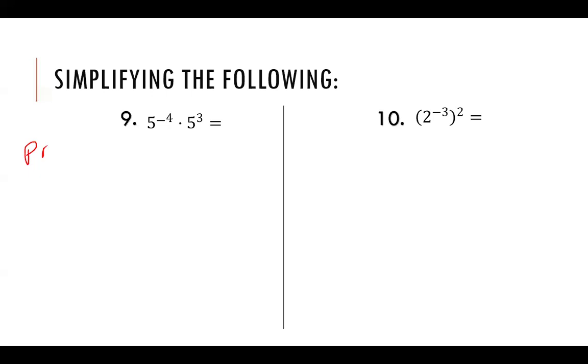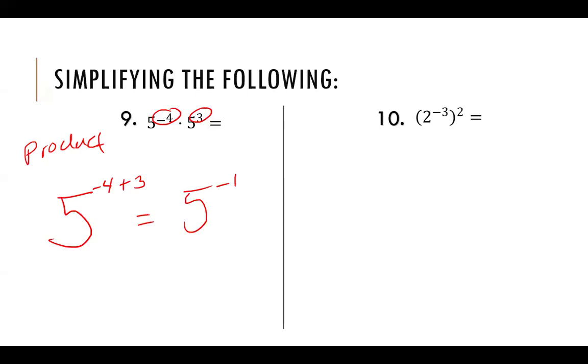We're going to follow the product rule. The product rule is saying that I'm only going to make one base, and whatever my powers are, I'm going to add them together. So we end up with negative 4 plus 3. If you owe me $4 and you give me $3, you still owe me $1, right?